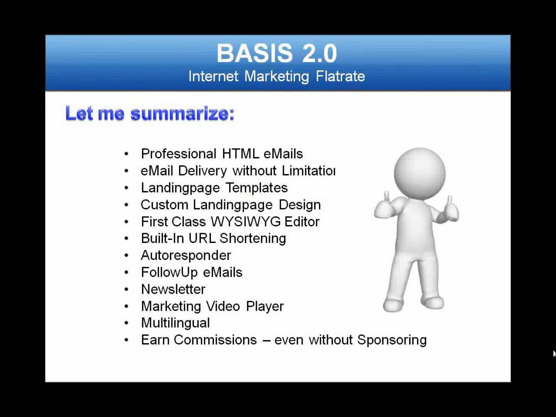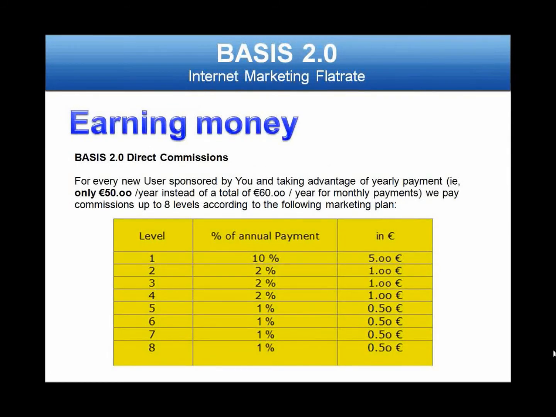How does it work? Well, we have a direct commission. This is meant for when you recommend Basis 2, and for every new user sponsored by you who takes advantage of our yearly payment, meaning he will save 10 euro. It is only 50 euro instead of 60 euro by monthly payment. We pay commissions up to 8 levels according to the following marketing plan. In the first level, direct commission 5 euro, then 3 levels with 1 euro, and an additional 4 levels with 50 euro cent.